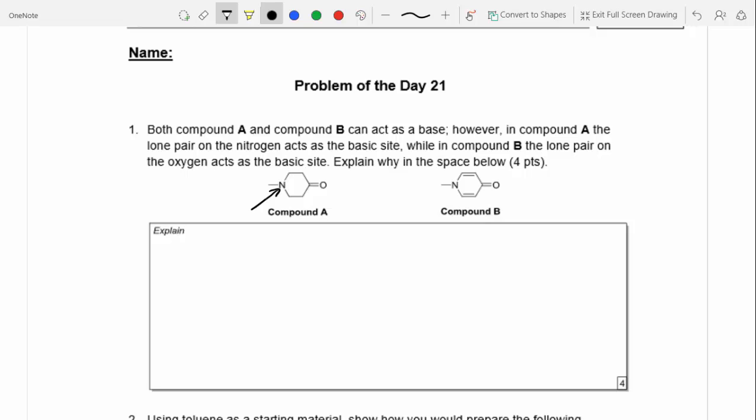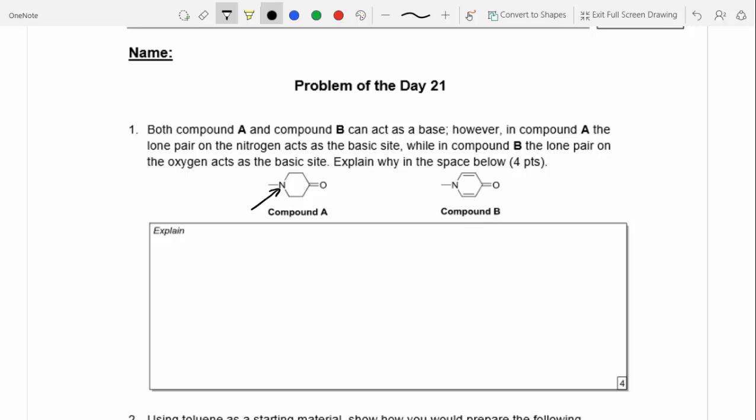However, in this problem, it says that compound B, nitrogen is not the most basic site. Oxygen is. Why is that? Resonance could be a good answer. Let's take it one step further. What do we call superresonance? Yeah, aromaticity, right? So superresonance around a ring, we call it aromaticity. You get this extra stabilization when it's in a ring system.